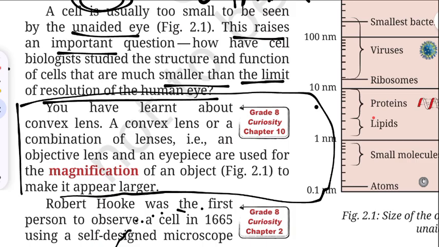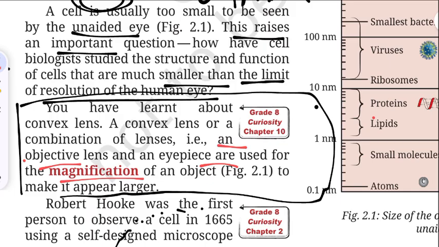A convex lens or a combination of lenses, that is an objective lens and an eyepiece, are used for the magnification of an object to make it appear larger. Fine. So convex, why is it used for magnification? You know what is magnification? The process of making an object look or appear larger.